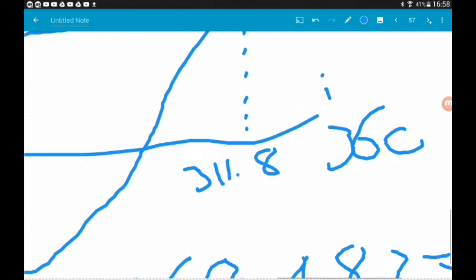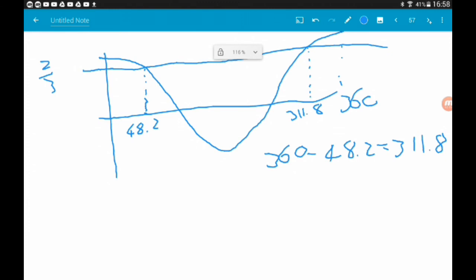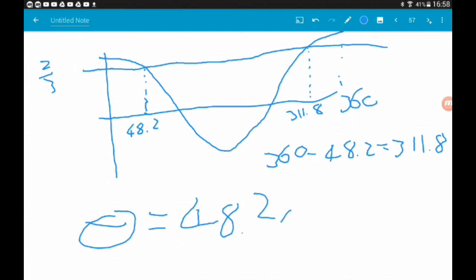So our two values for theta here are theta equals 48.2 and 311.8. Good times.